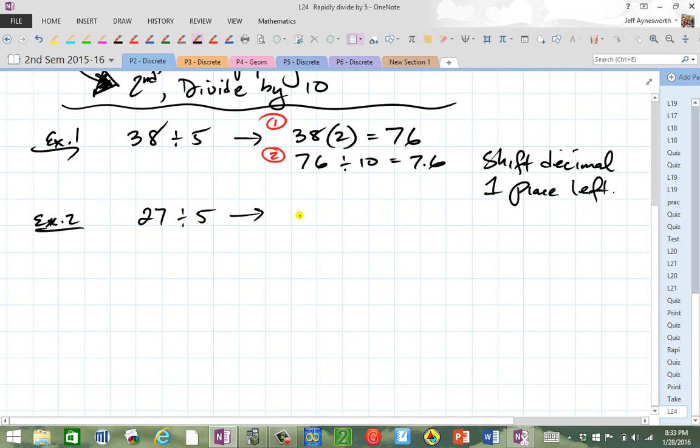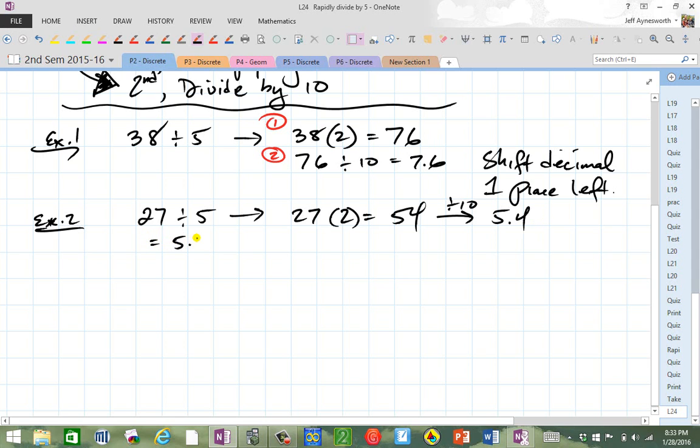Okay, so the process is this. You take 27 times 2 first. That's a 2 by 1. So 2 times 20 is 40. 2 times 7 is 14. All right, 40 and 14. Well, that's 54. So you get 54 there. And then what you do is you divide it by 10 to get 5.4. All right, so 27 divided by 5 is 5.4.